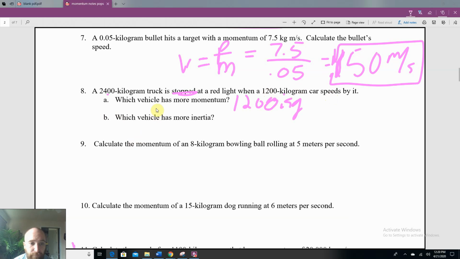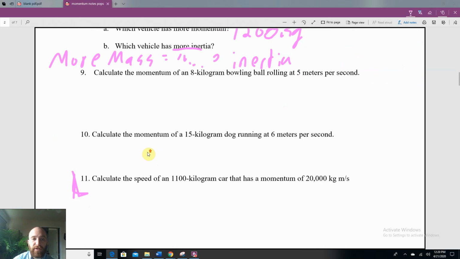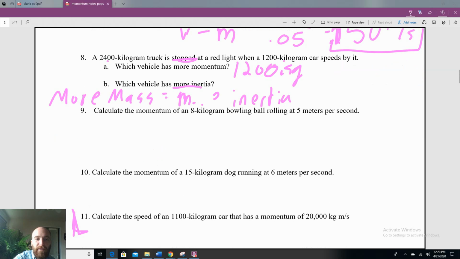It's not moving. Which has more inertia? Okay, so now we're going backwards a little bit to our forces unit. And I'm hoping you remember that more mass is more inertia. That's how you can tell if one object has more inertia than another one. It just has to do with mass. So which one has more mass? The 2,400 kilogram truck. So velocity is not a part of this inertia idea, but it is a part of the momentum thing that we're doing right now.